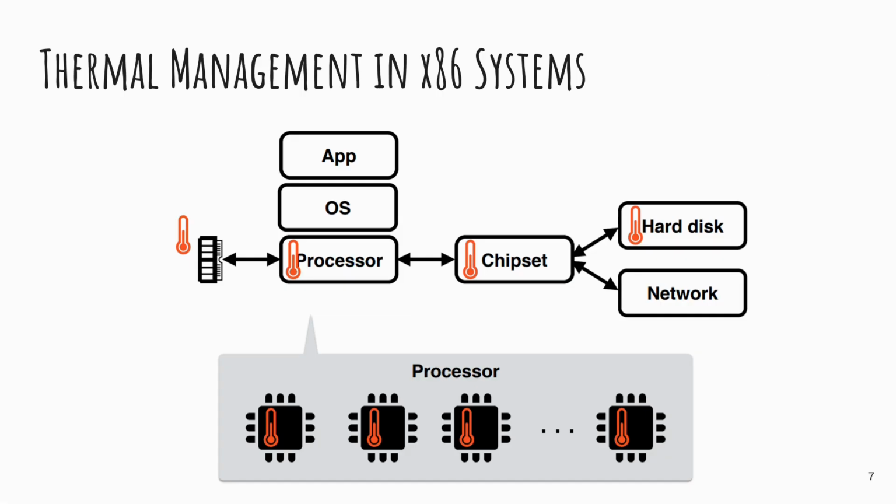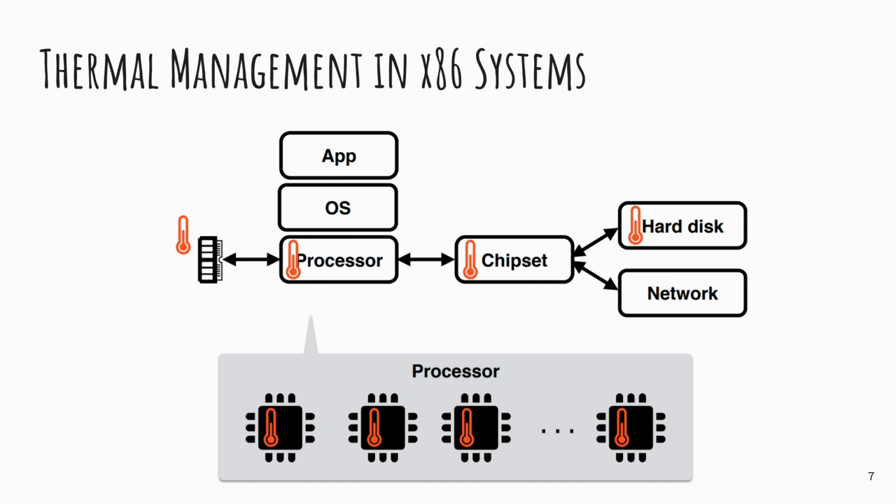This can be seen here, the thermal management in x86 systems. The application is sitting on top of an operating system and sending to the operating system its commands to be executed. Then the operating system is using the hardware, the processor, in order to process its commands. The processor is made of some cores, and each core can be measured for its heat temperature.